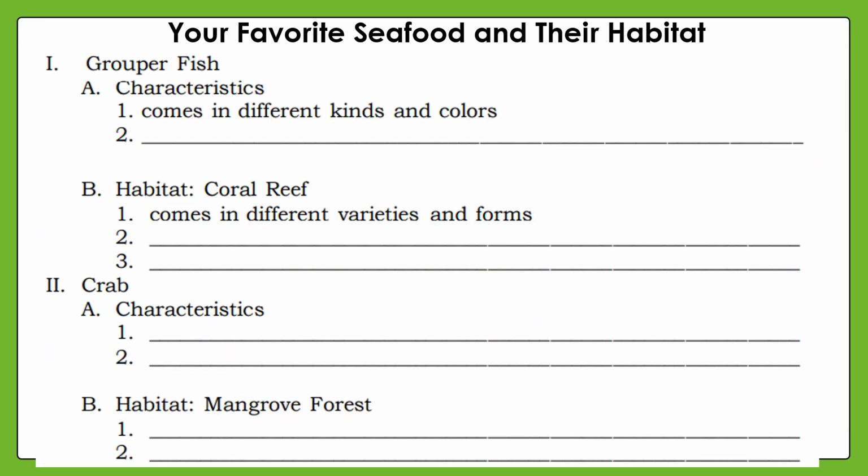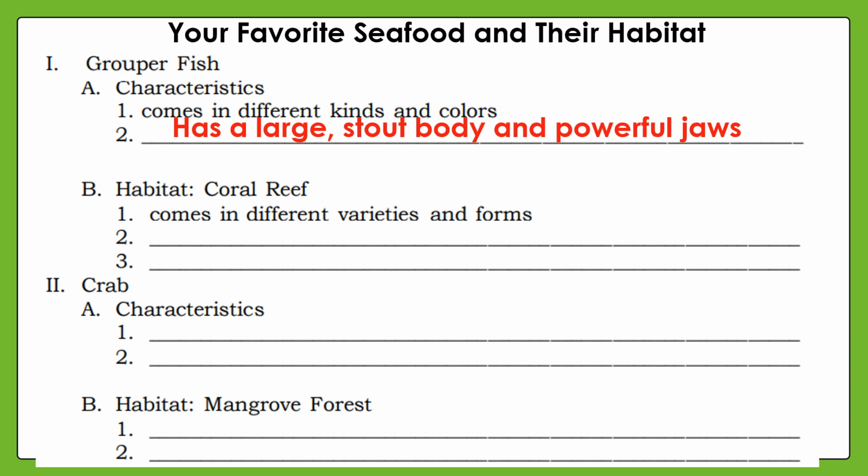Your favorite seafood and their habitat. First is grouper fish. Characteristics. Number 1, comes in different kinds and colors. Number 2, has a large, stout body and powerful jaws.